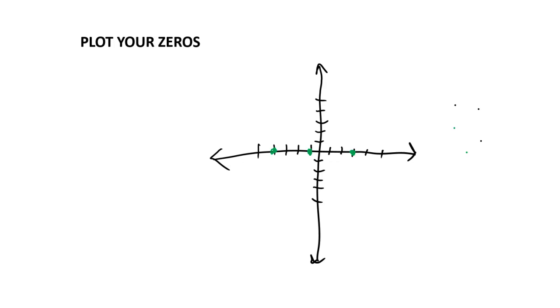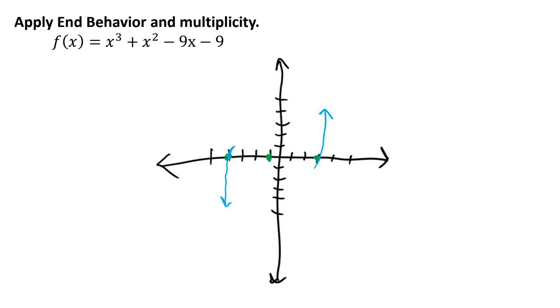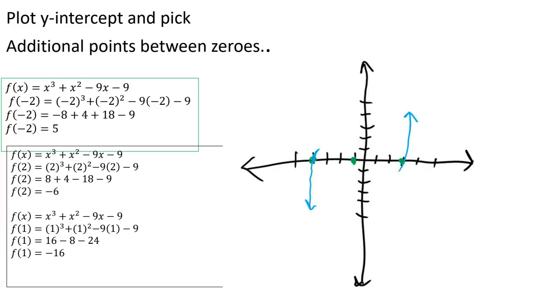Using my end behavior, this is an odd polynomial with a positive leading coefficient. That says that it's going to fall on the left and rise on the right, and that's how I indicated it here in blue. Okay, so I have stuff going in between these. So to get a more accurate graph, we want to pick points that are between these two points. So if you notice here, one of the points that I picked was 2.